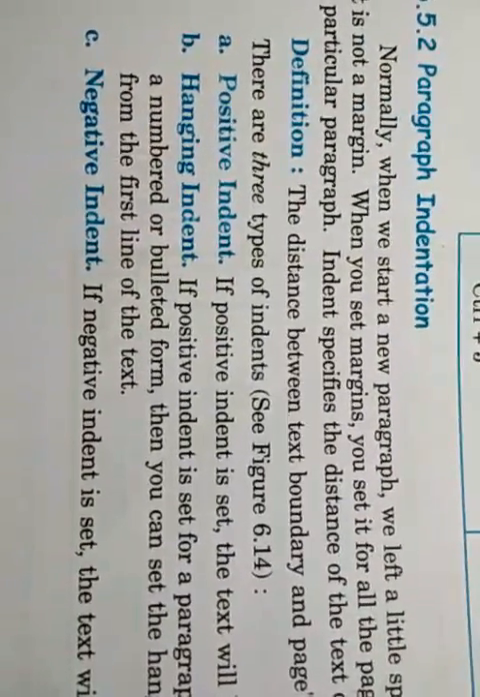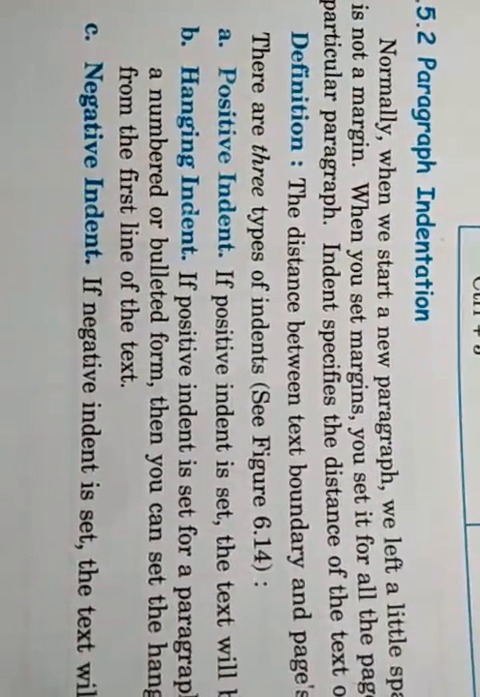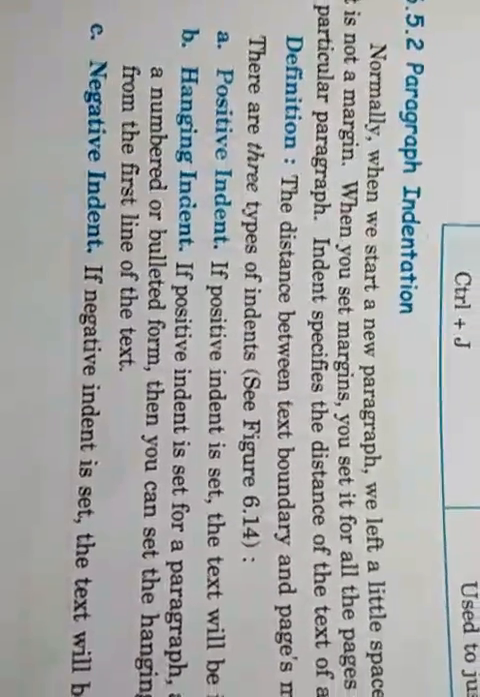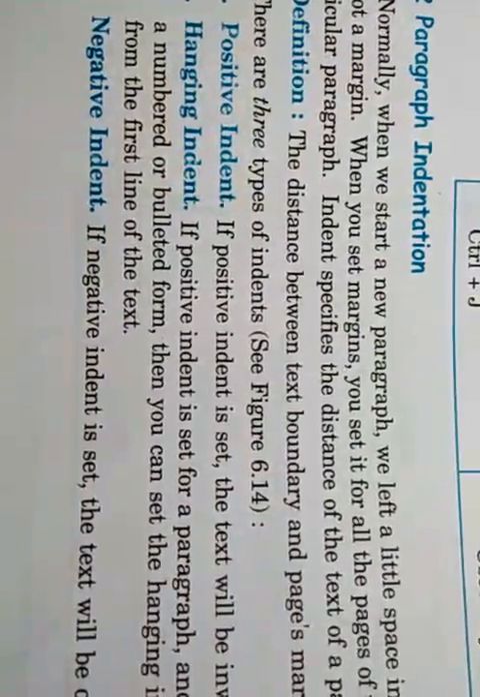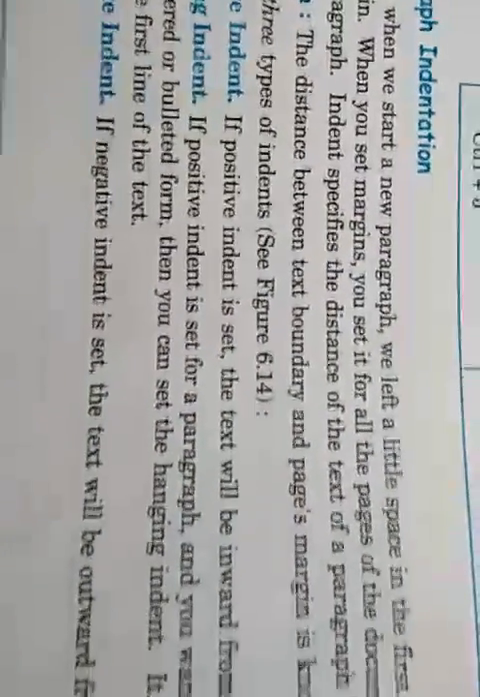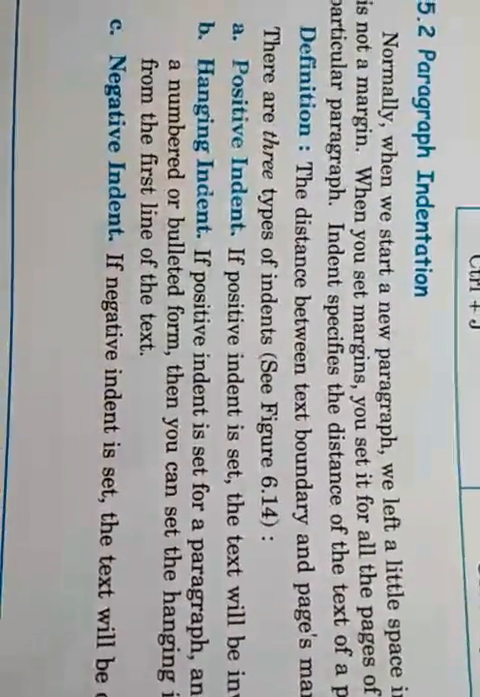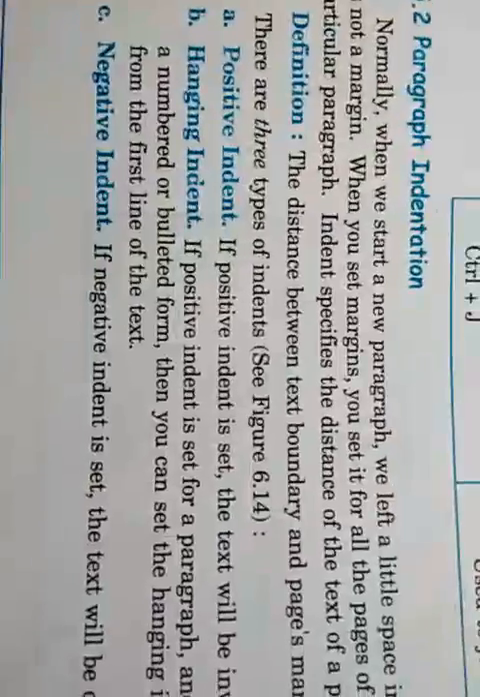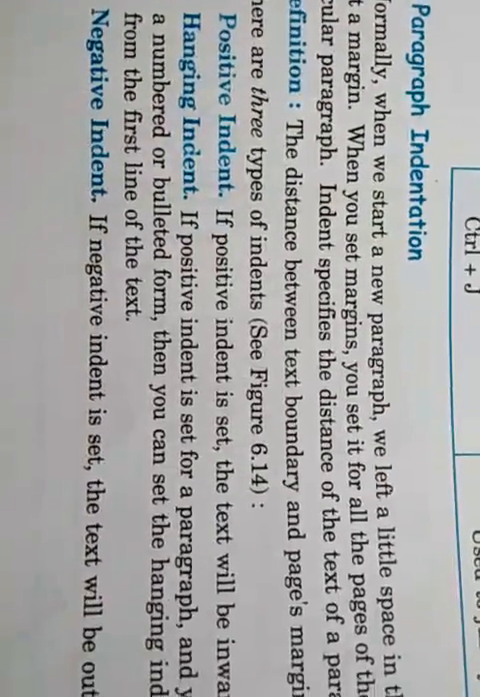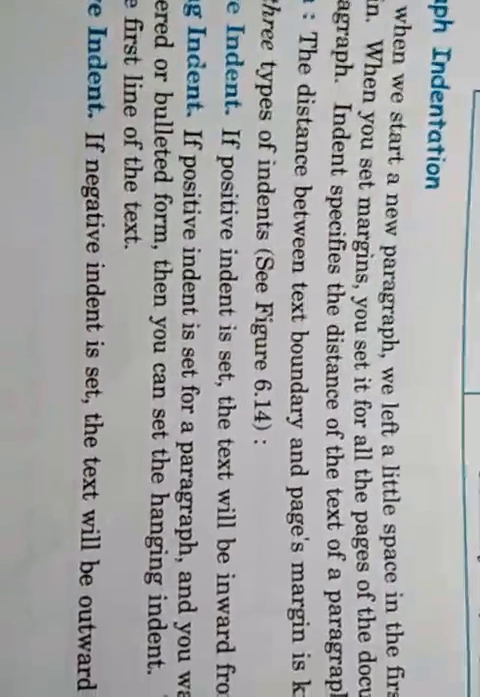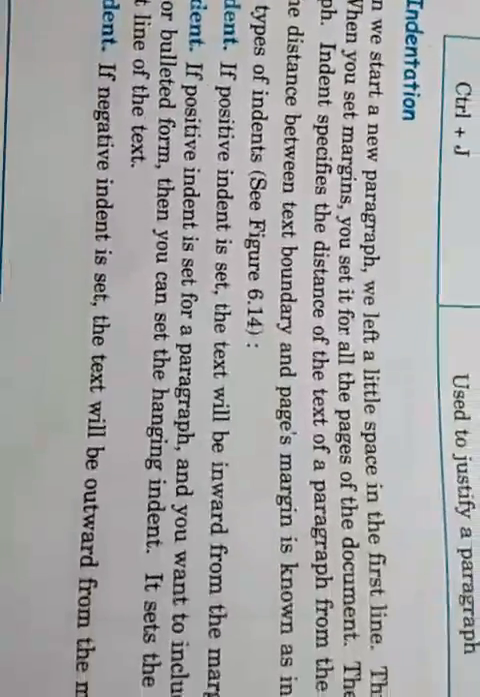Now the next important topic is paragraph indentation. So the distance between the text boundary and the page margin is known as the indentation. So there are 3 types of indents. Number one is positive indent. If the positive indent is set, the text will be inward from the left hand side.